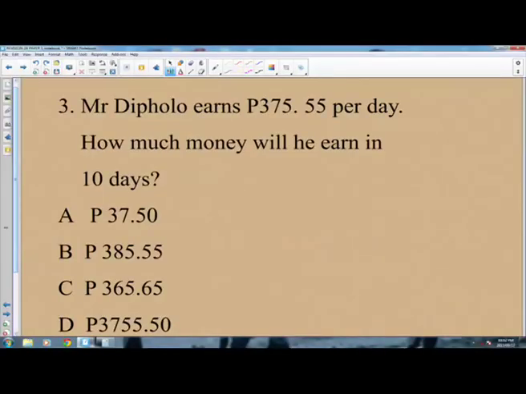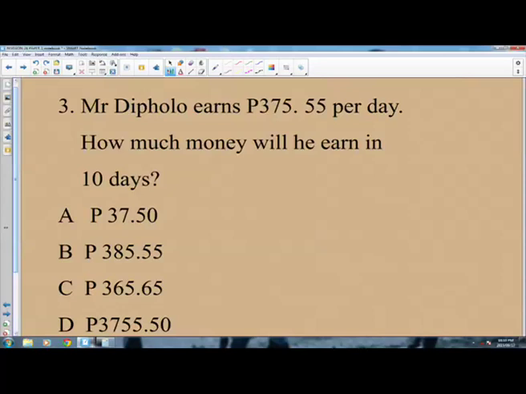We are at question number 3. And question number 3 says, Mr. Polu earns 375 pula 55 thebe per day. How much money will he earn in 10 days? So you are told that in one day, Mr. Polu is getting 375 pula 55 thebe. So what about in 10 days? If one day 375, the second day 375, then what about after 10 days? This is just the 375 pula 55 thebe times 10.